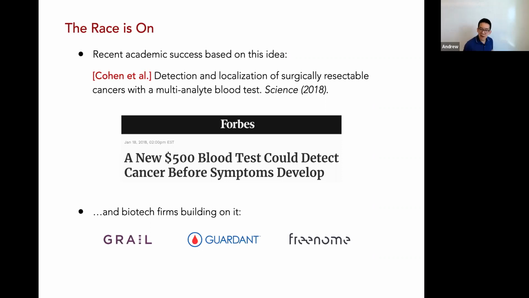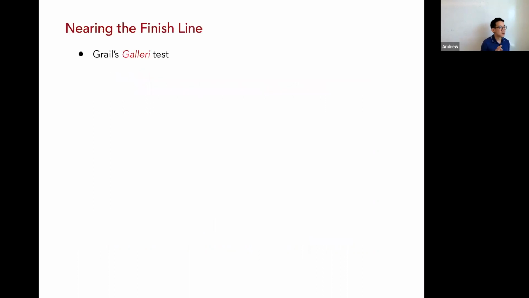Let me tell you where Grail is right now in this game of developing a blood test for cancer based on this biological idea, and why, though they're close, the finish line is still far. If they were done, then the last time you saw a doctor, you would have had this test done, I assume. Here's where we're at right now in 2022.